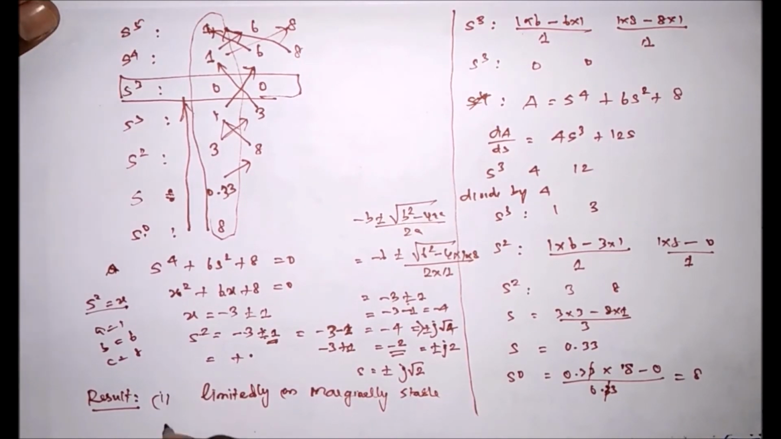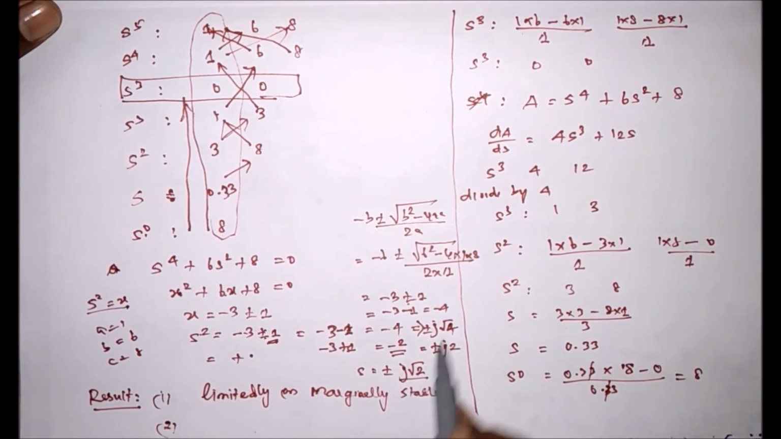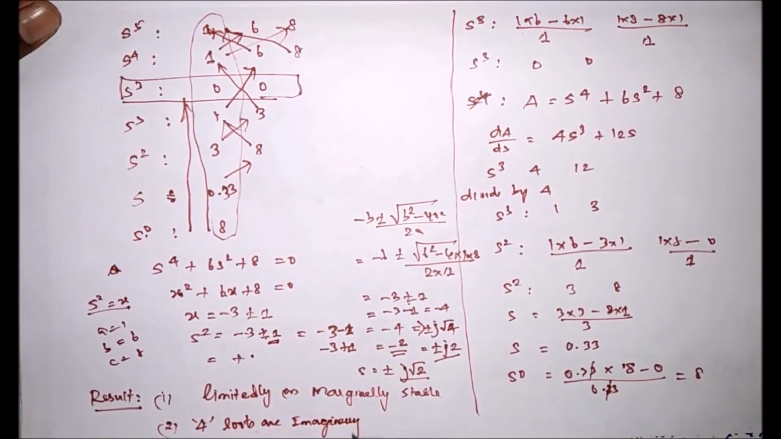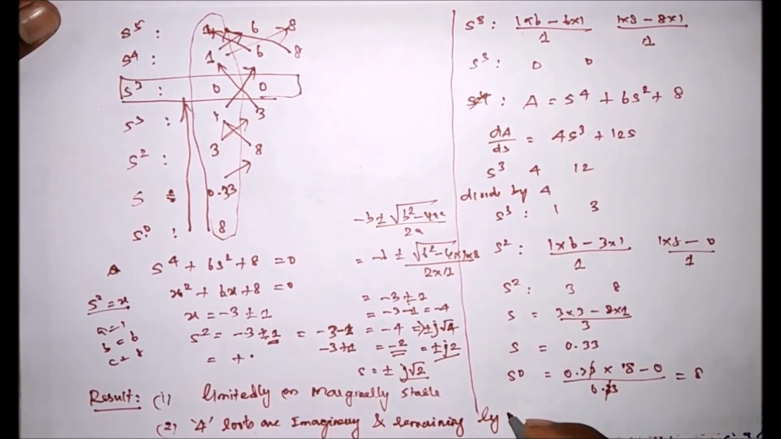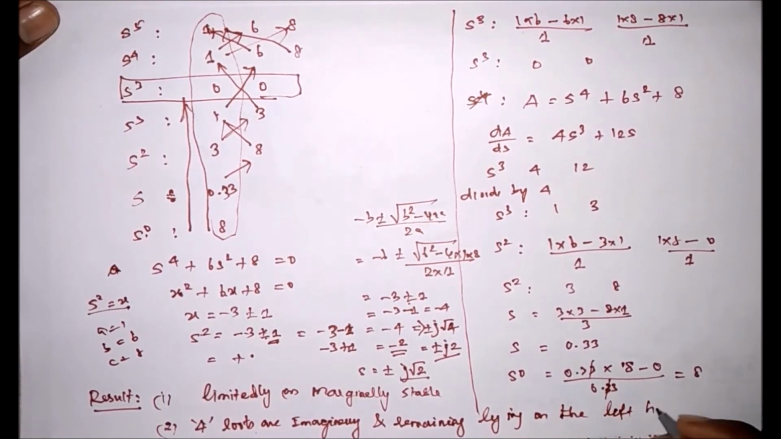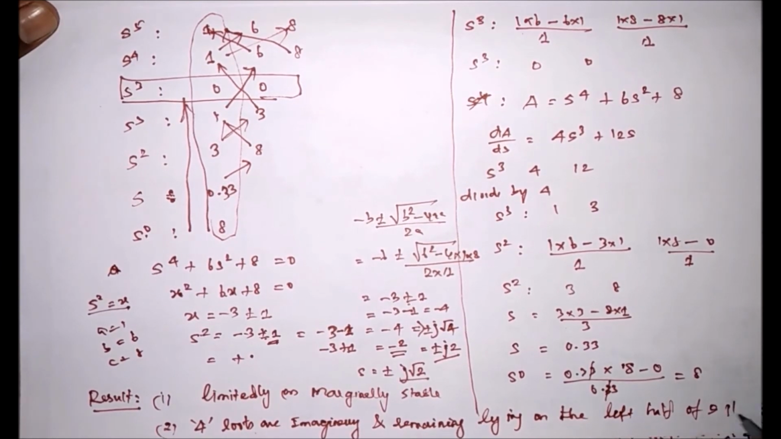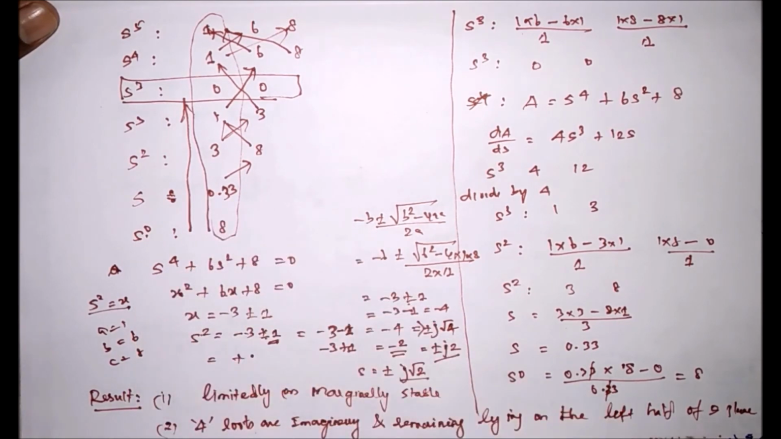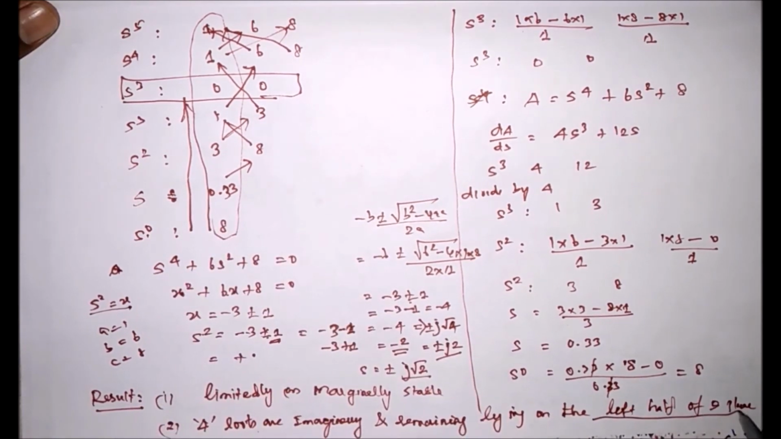Then the second point: we see these two roots are imaginary, these two roots are imaginary. Therefore 4 roots are imaginary, and the remaining 2 roots are lying on the left half of the S plane, because here there is no sign change. Therefore the remaining two roots are lying on the left half of the S plane.